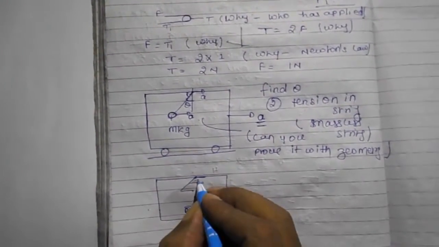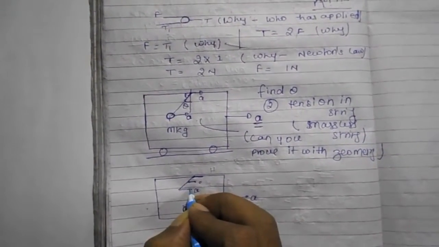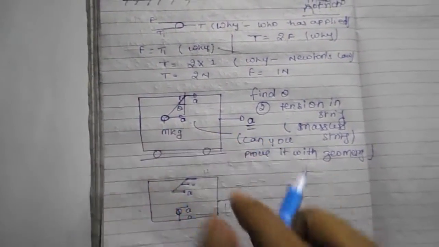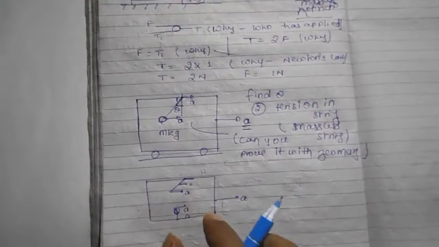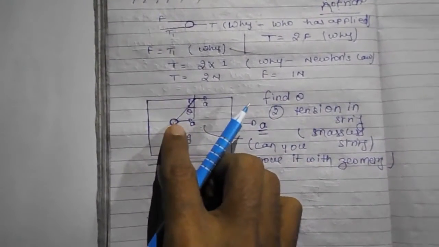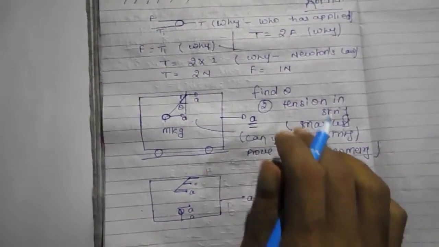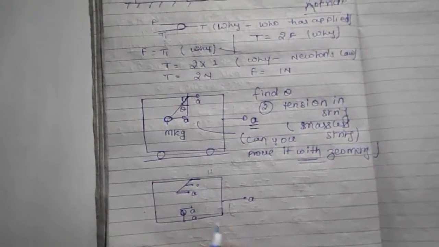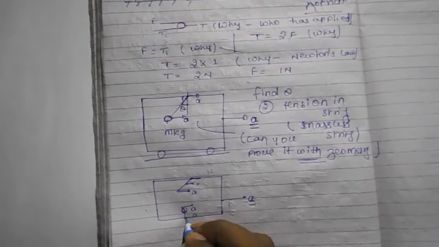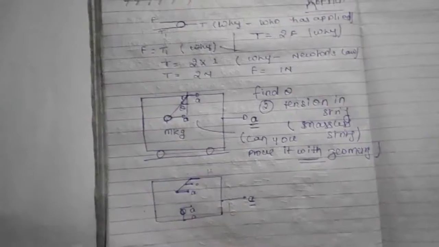If the acceleration of this point is a, then the acceleration of this point will also be a. So if the acceleration of this is a, then this bob must also be a. You can prove it with geometry; that is your job to prove it. I am just telling you simply that if this is moving with acceleration a, this point would also move with acceleration a, so this bob will also move with acceleration a.